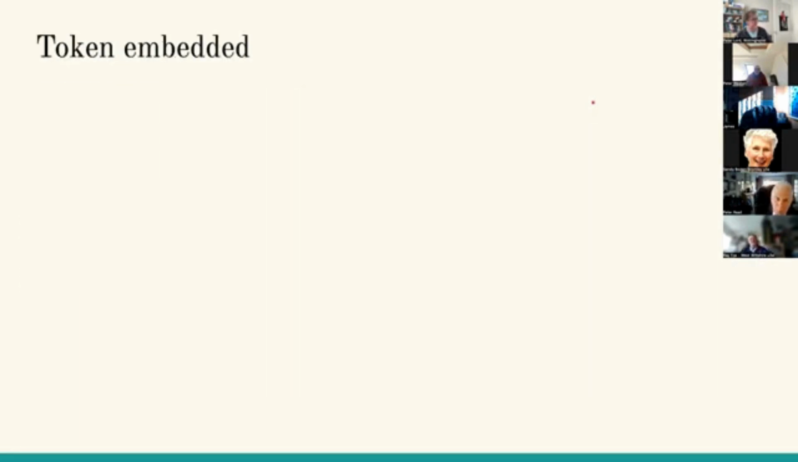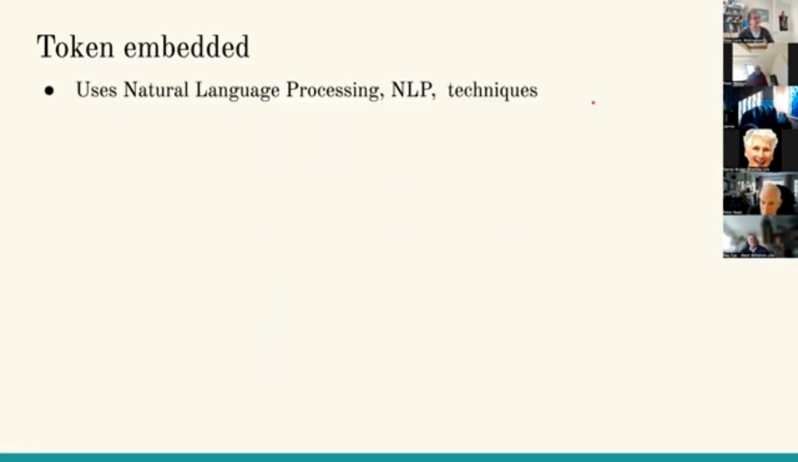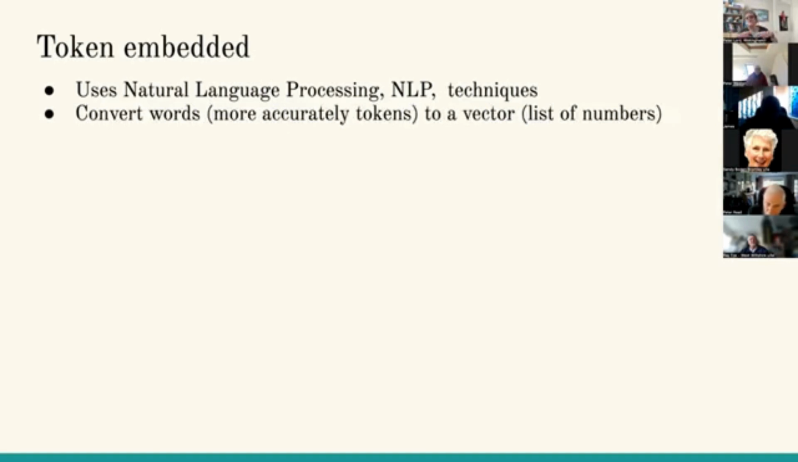Now we're going to go through these layers in a little bit more detail. So the first layer we've got is called token embedding, and that actually isn't an artificial neural network. It's, let's say, a classical computer science topic called natural language processing. What it does is convert words. You type in "the quick brown", and it will convert it into a vector, which is a list of numbers.